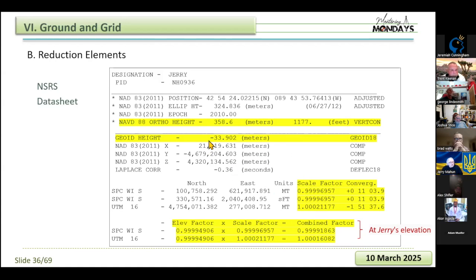I'm pretty sure that except maybe up in Alaska, all of our geoid heights are going to be negative, which indicates that the geoid is actually below the ellipsoid. The ellipsoid is above in that case. So we're going downward from the ellipsoid to get to the geoid.